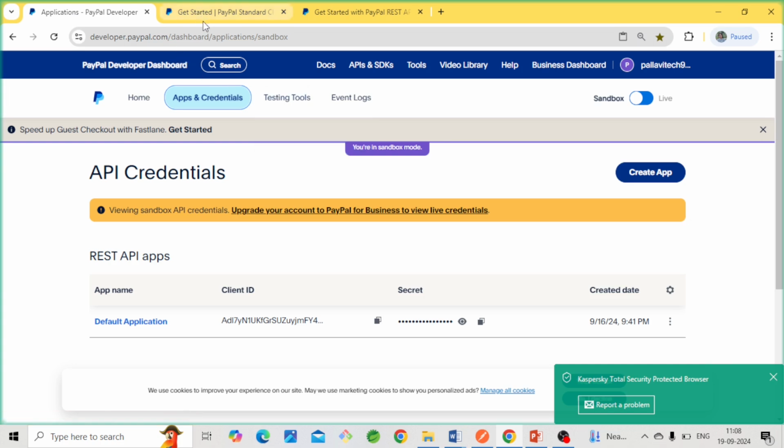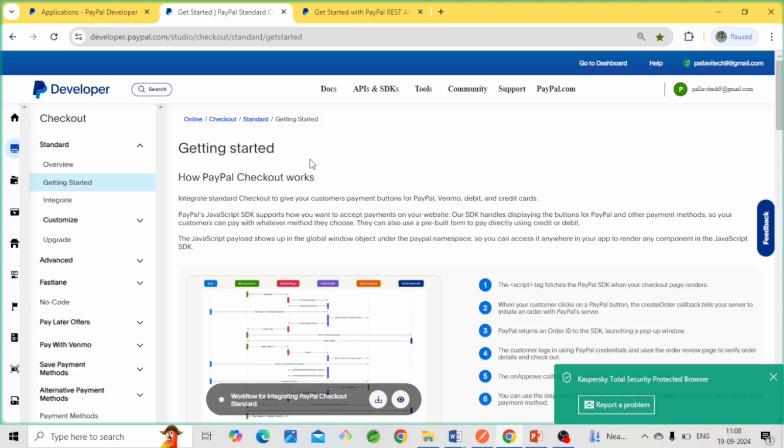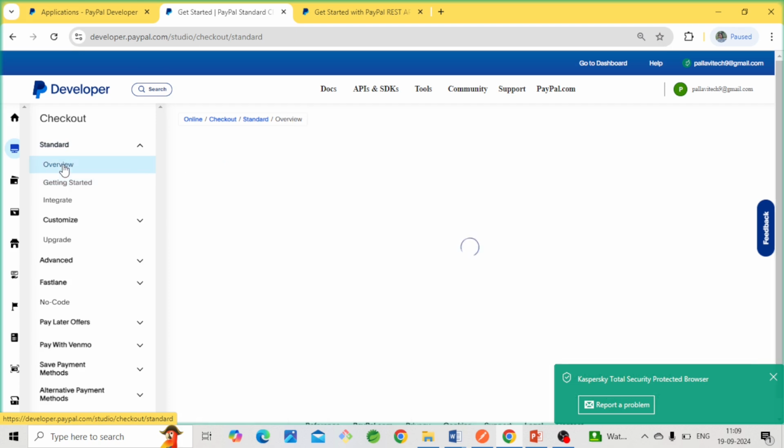This is developer.paypal.com. We need to create an account in the PayPal system. I have already created the account. See, this is the developer page. After logging in, you will get this developer page. Here, if you are observing, there is Getting Started, and the overview is given.